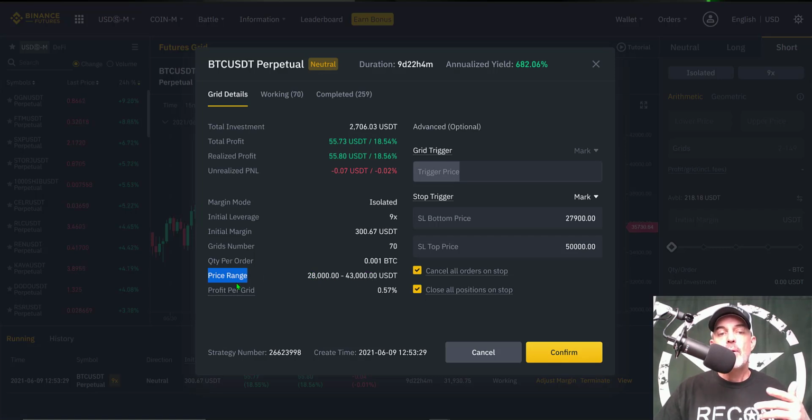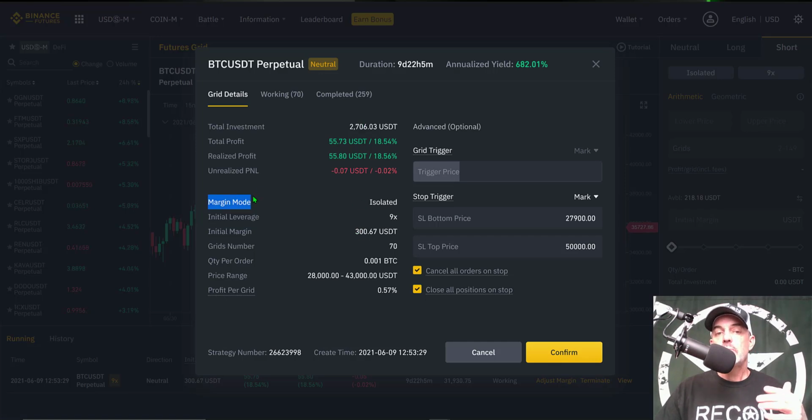Now my profit per grid based on those 70 grids and the price range is 0.57% per grid. And my total investment for this strategy that I deployed just about 10 days ago was 2,700 USDT. And that is based on my initial margin of 300 USDT multiplied by my initial leverage of 9x. So if you multiply 9 by 300, you get 2,700.